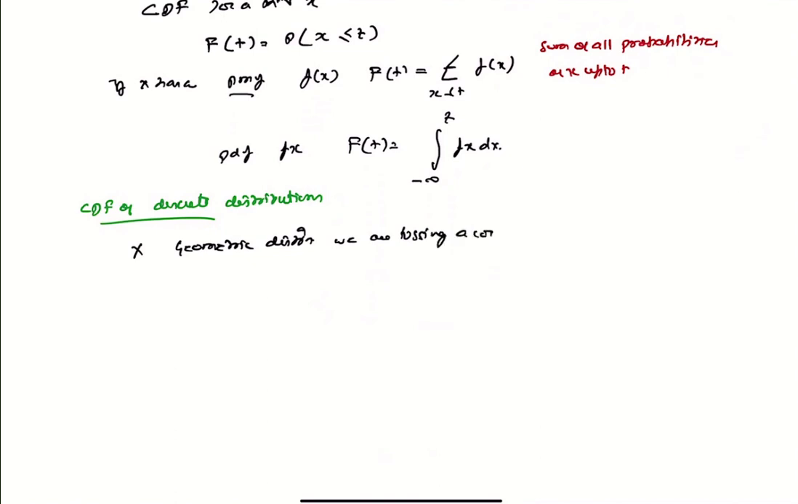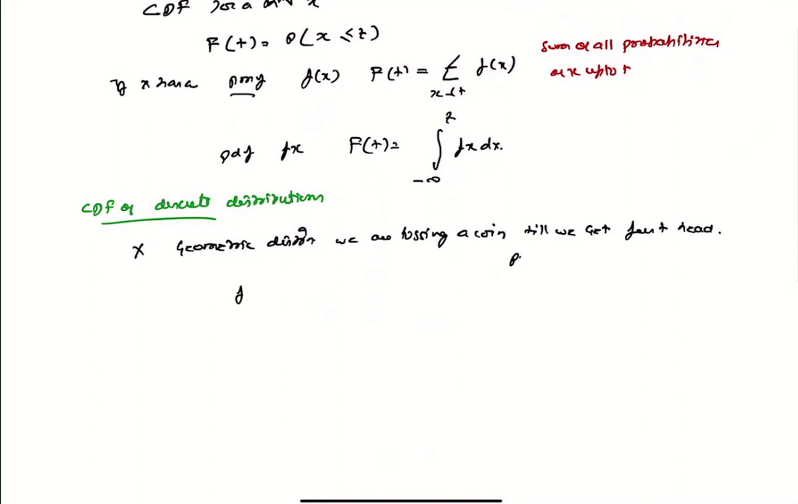Tossing a coin till we get the first head. Then if it has a parameter p, we know that for geometric distribution the PMF is given by f(x) = p(1 - p)^(x-1), for x is 1, 2, 3, and so on.